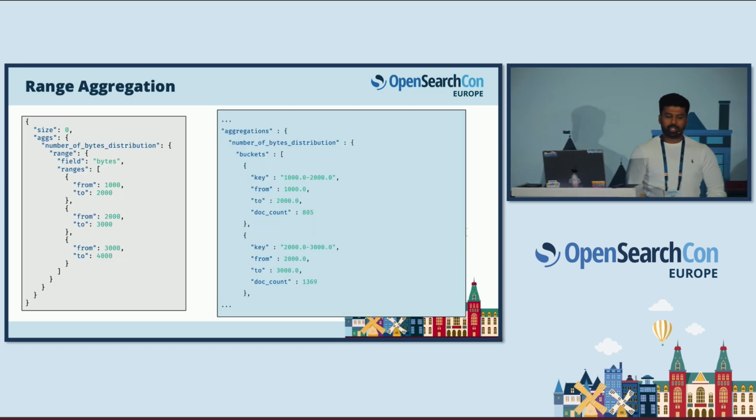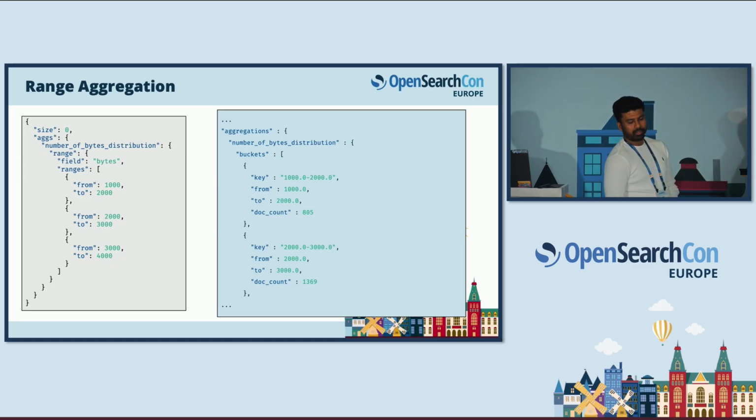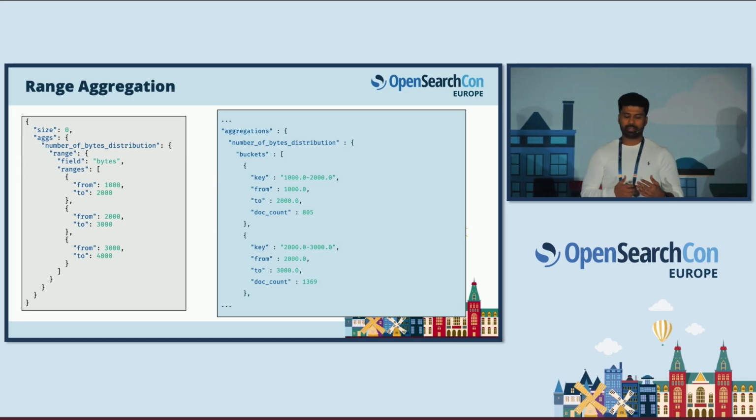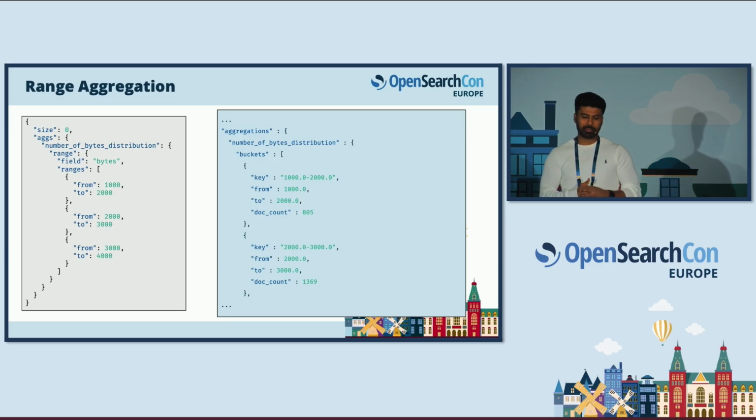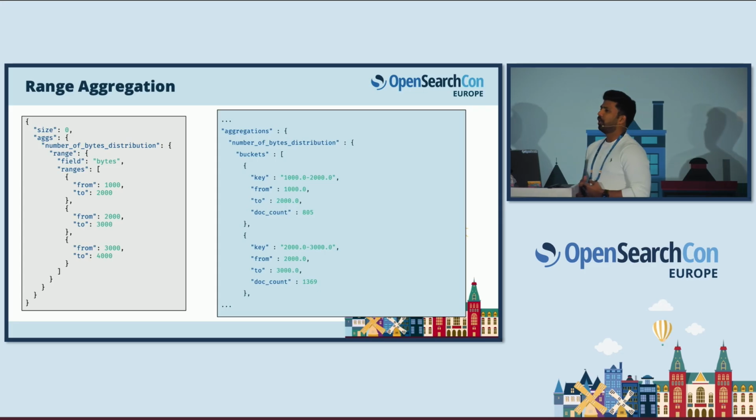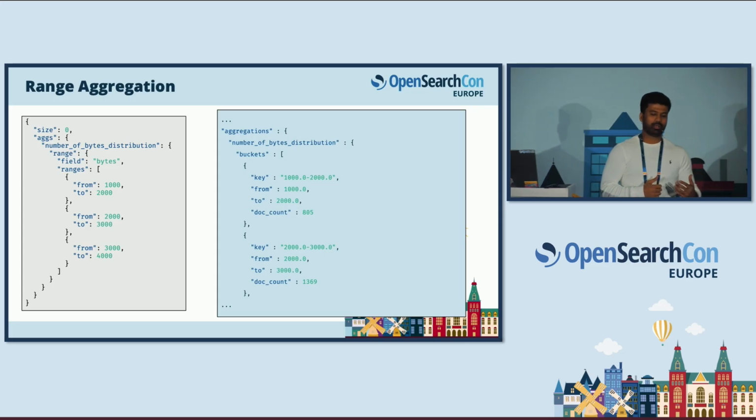This one shows a range aggregation. It groups the number of bytes based on the range that we provide. And this is something which can be used to understand the distribution of data better.